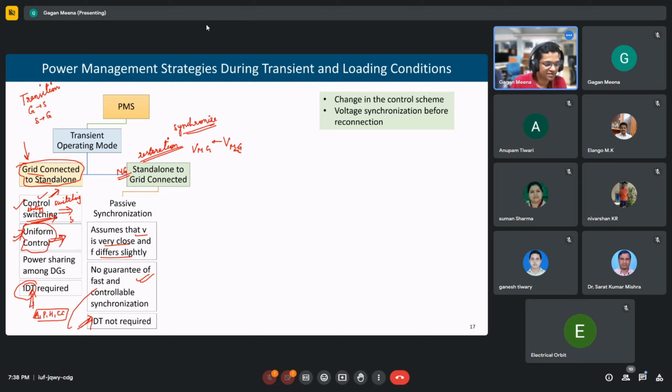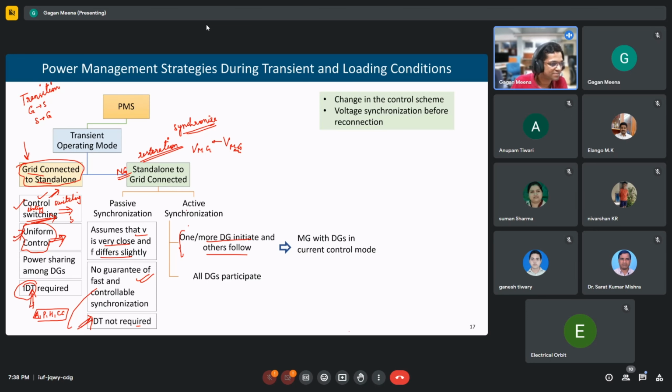But in active synchronization there are two possibilities. One is that one or more DGs initiate and others follow. Another is that all the DGs participate in the synchronization.